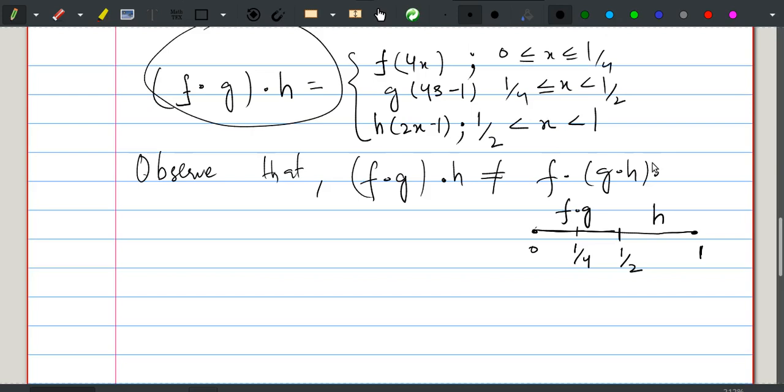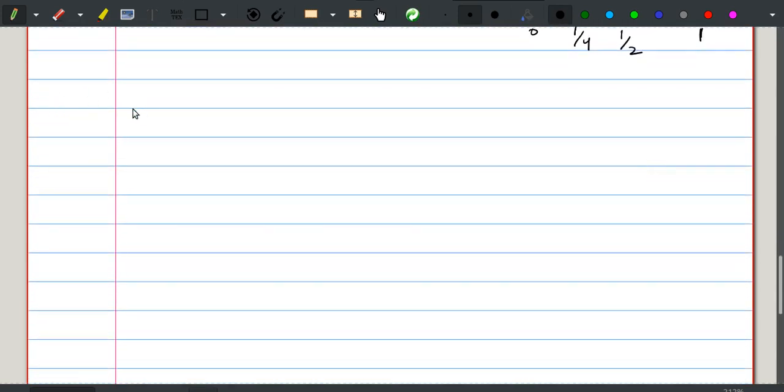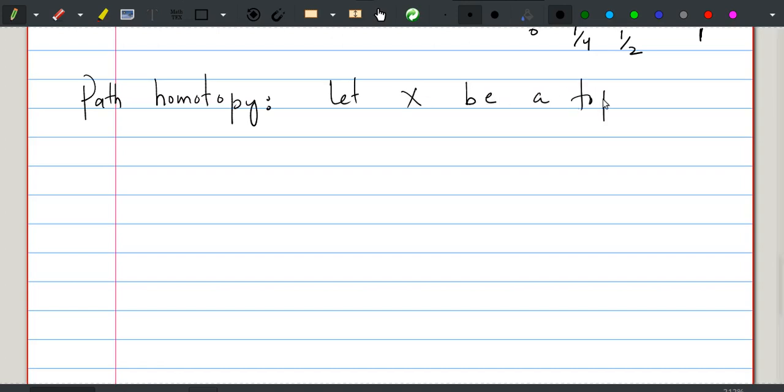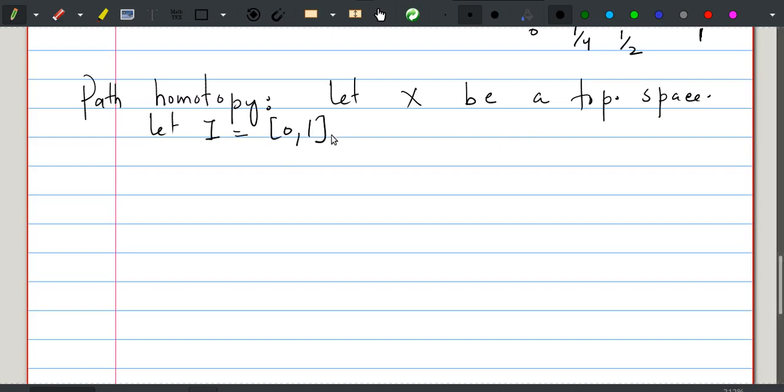Now let us define the path homotopy. Let X be a topological space, and let us denote the unit interval by I. Let I be equal to [0, 1]. So this is our unit interval. From now onwards we will denote this unit interval with this big I.